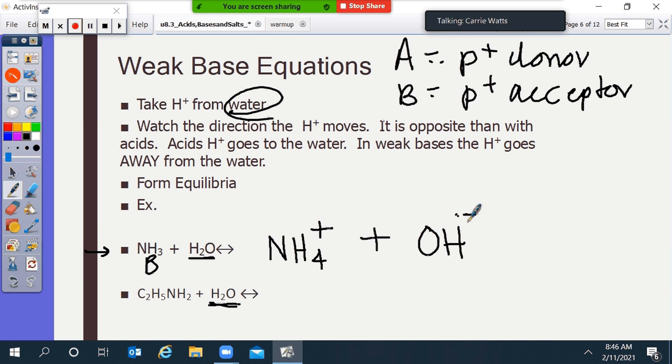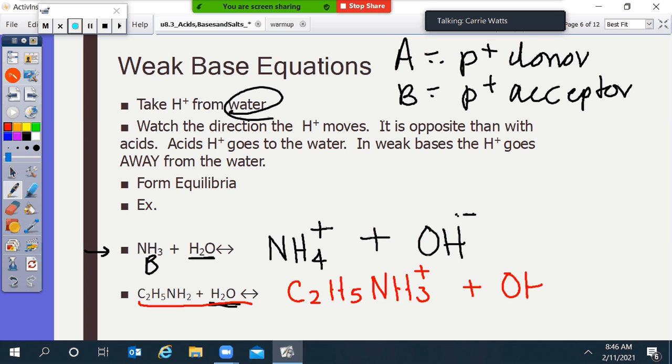Now if we look at this one here, same idea. The base is going to be the proton acceptor, so it's going to be C2H5NH2. And of course the water lost that proton, so it's becoming OH-. You see these are both in equilibrium.